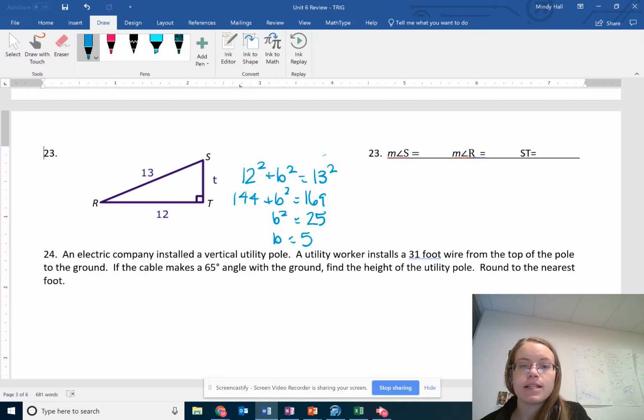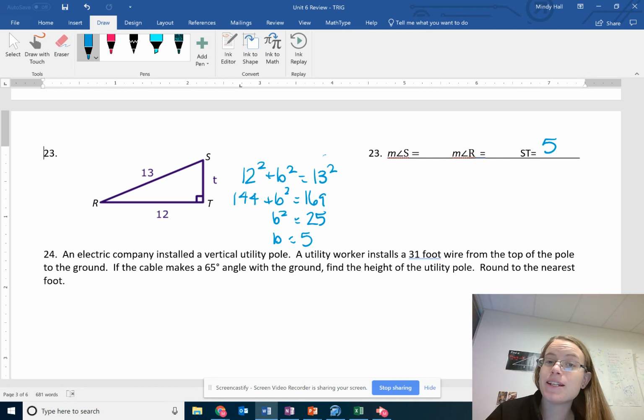So then that means that ST is 5, and actually, fun fact, 5, 12, 13 is a set of right triangles that works kind of like a 3, 4, 5. That's also a set of 3 sides for a right triangle that'll work. So then to find angle S and angle R, again, I would probably use the values they give me, even though I didn't have to have a decimal for ST. Still maybe want to use the whole numbers.